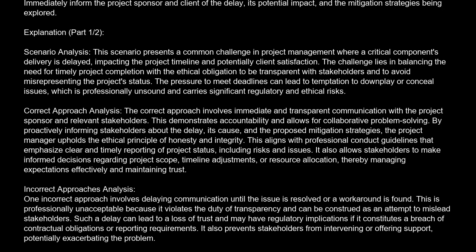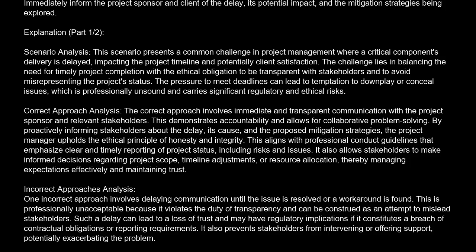The correct answer is B. Immediately inform the project sponsor and client of the delay, its potential impact, and the mitigation strategies being explored. Explanation. Scenario analysis. This scenario presents a common challenge in project management where a critical component's delivery is delayed, impacting the project timeline and potentially client satisfaction.